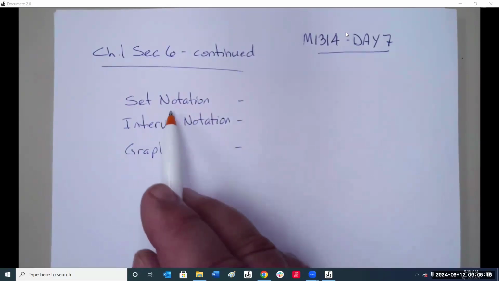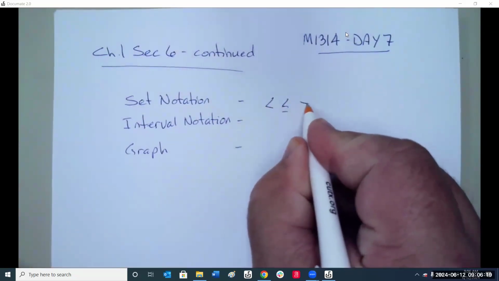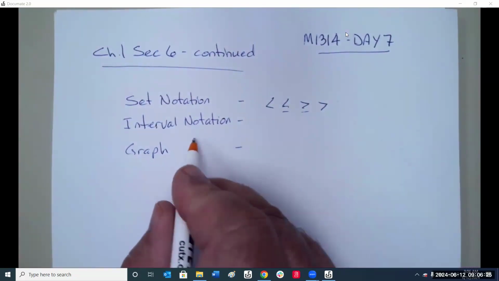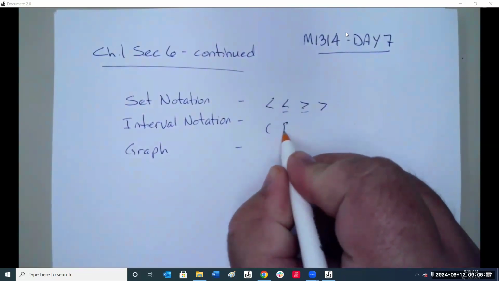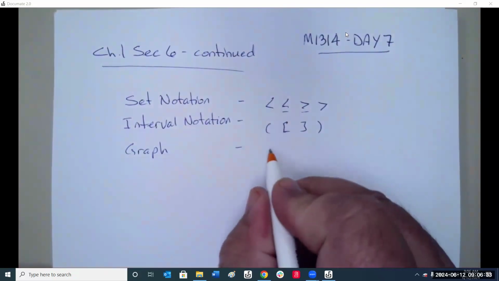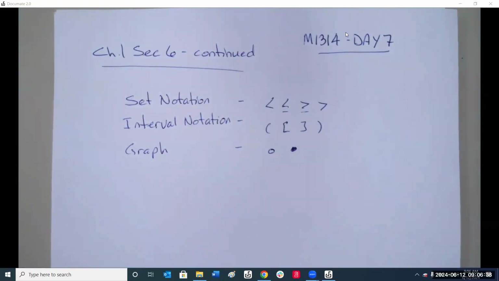Yes. Set notation has these inequalities. Very good. Interval notation has parentheses and brackets. And graphing has open circles or closed circles. It's all on that sheet we did yesterday.